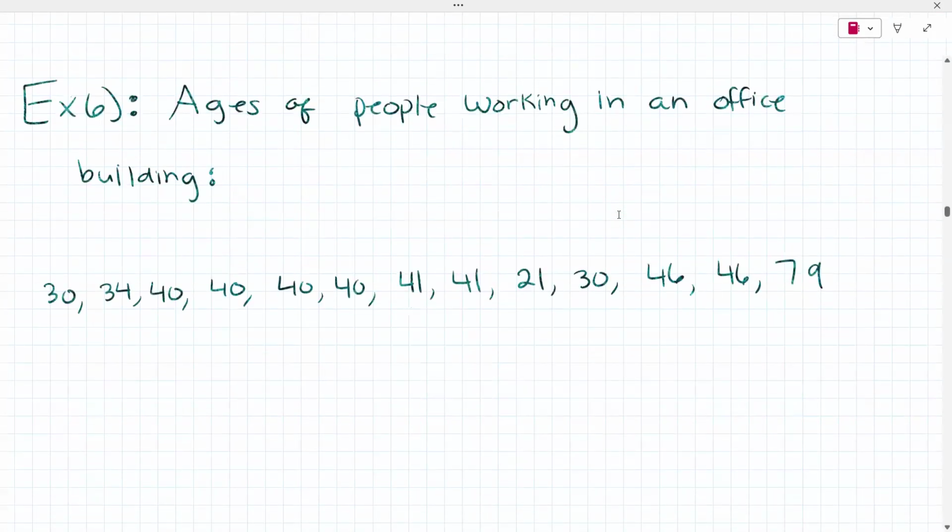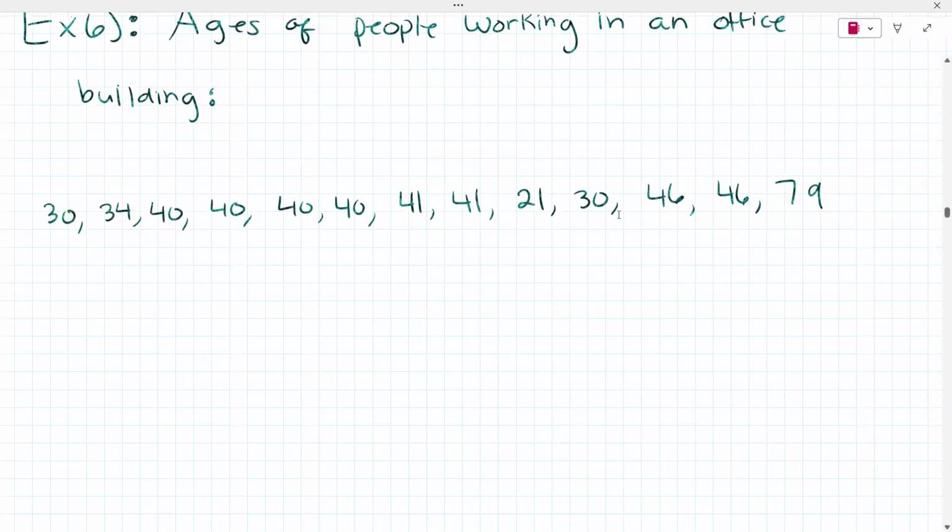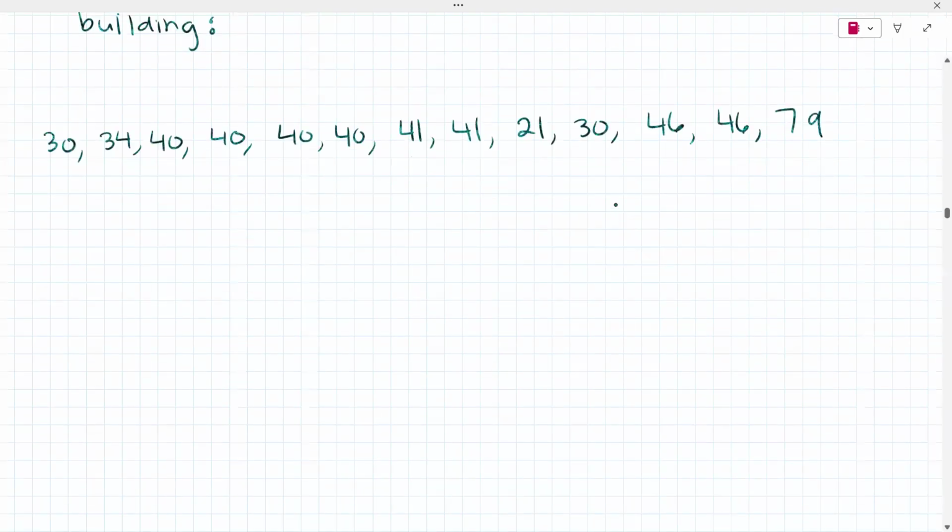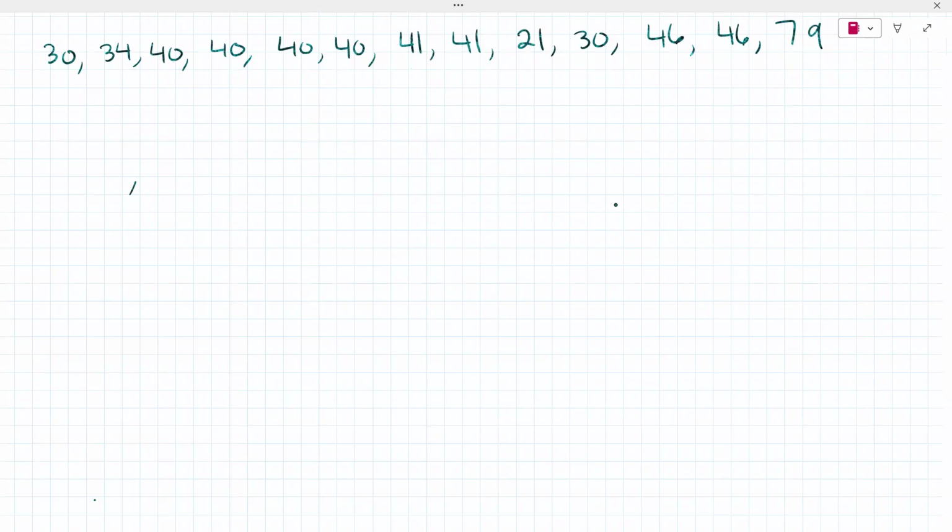Okay, let's move on to example 6. So example 6, ages of people working in an office building. We have 30, 40, 34, 40, 40, 40, 40, 40, 41, 41, 21, 30, 46, 46, 79. So let's, just like example 5, make a frequency table and a line plot. So for the table, we'll do ages here, and then frequency here.